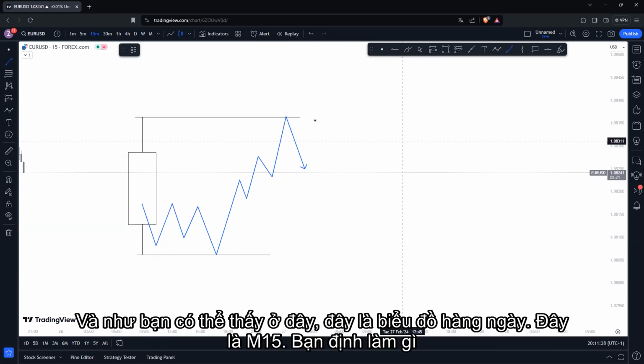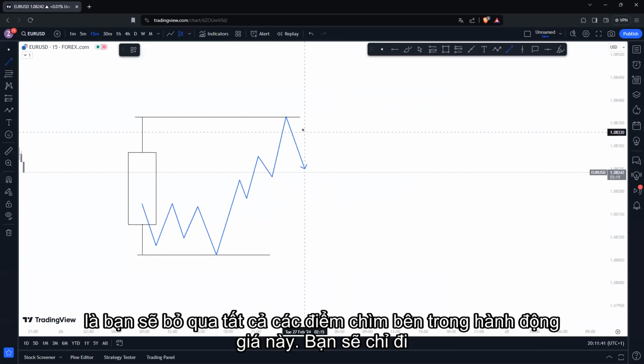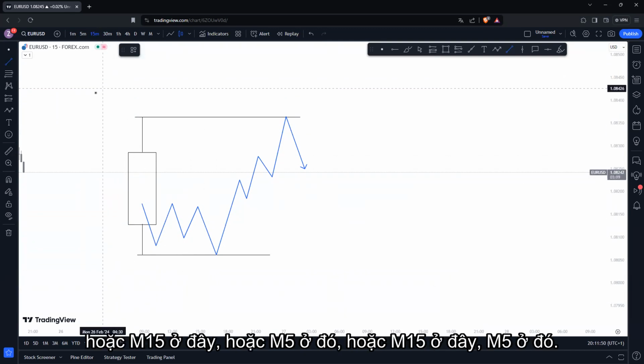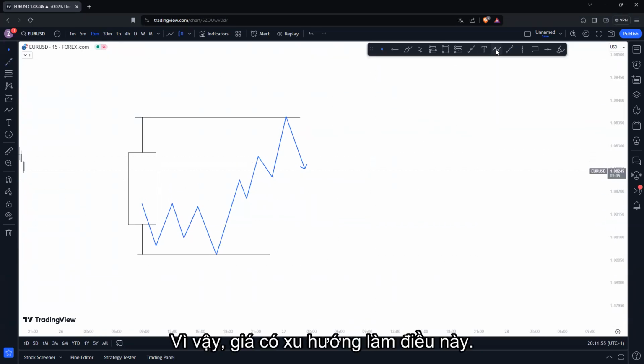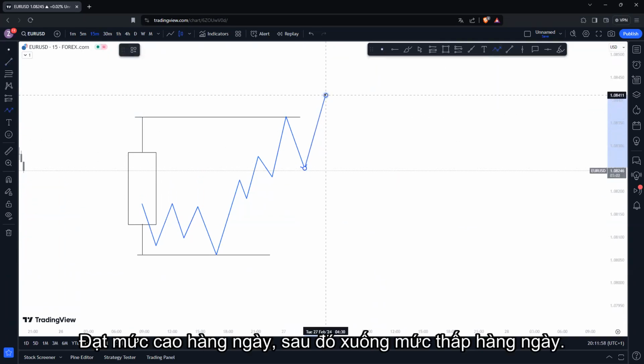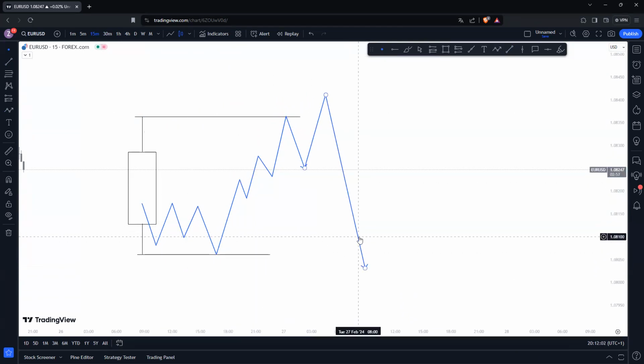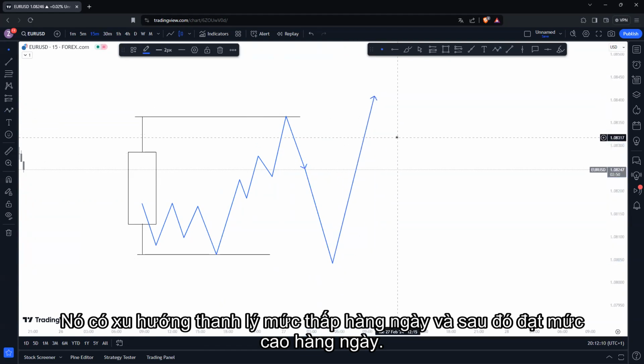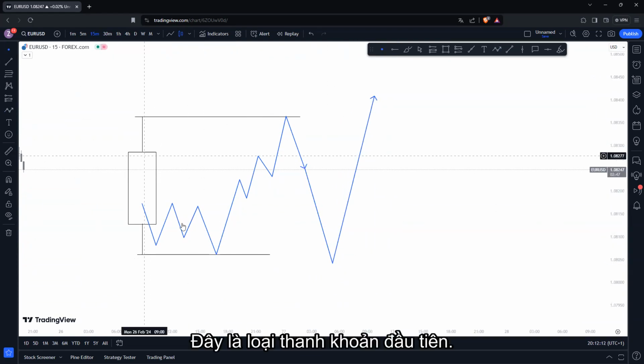This is the M15. What you're going to do is ignore all the engulfs that are inside this price action. You're only going to pick the engulfs that are above or below the daily high. So you're going to pick one on M15 here, or M5 there. Price tends to take the high of that daily, then go to the daily low. The same thing with the bottom. It tends to liquidate the daily low and then go to the daily high. This is the first type of liquidity.